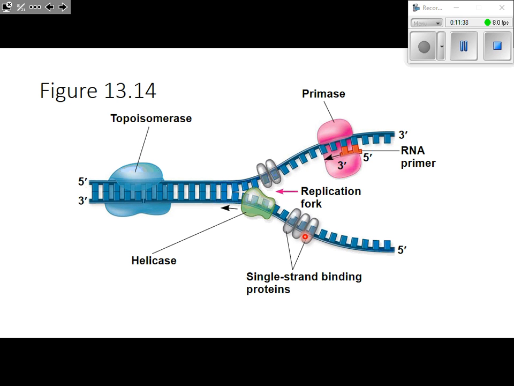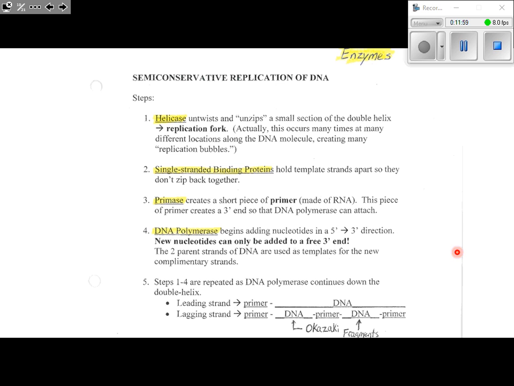And then in order to start building new DNA here and here, we're going to have a little piece of RNA primer. Notice that little piece of RNA has a 5' end, which we cannot add to, but it also has a 3' end that we can add to. So now let's do step 4.